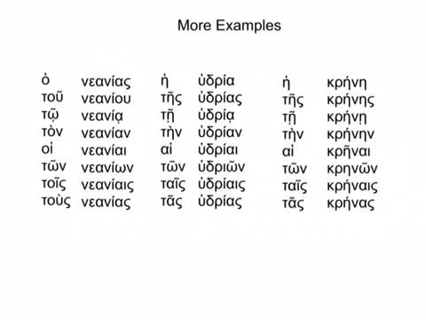And then in the plurals, everything's pretty much like you would expect. Neaniai, neanion, neaniais, neanias. Notice, because this is masculine, it gets masculine articles. For hudria, okay, we have a stem that ends in iota, so all the etas change to alphas. Hudria, hudrias, hudria, hudrian. And then in the plural, it's just like you would expect. Hudriai, hudrion, hudriais, hudrias. Because it's feminine, it gets feminine articles.